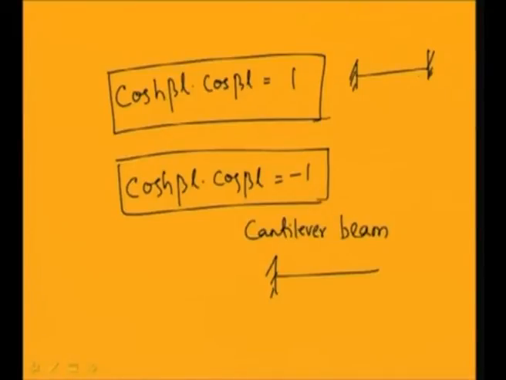So if you solve this expression, you can find the first 5 mode frequencies. For the first mode frequency, you can find beta L equal to 0. You just see this expression, cos beta L into cosh beta L. When beta L equal to 0, you can see that this is equal to 1. So when beta L equal to 0, you can note that this expression is valid.